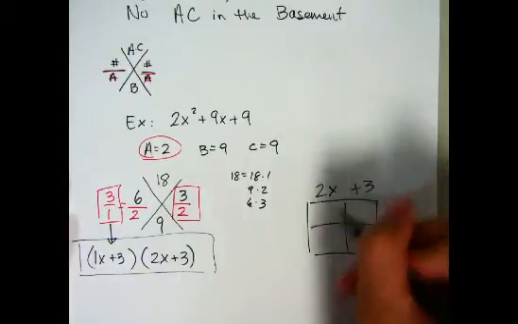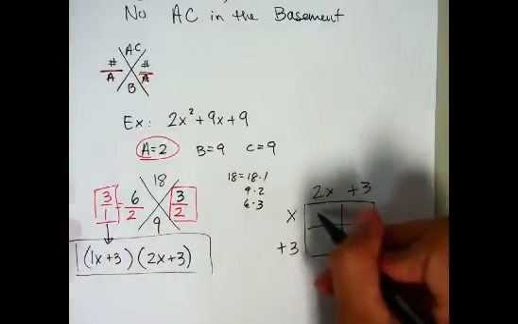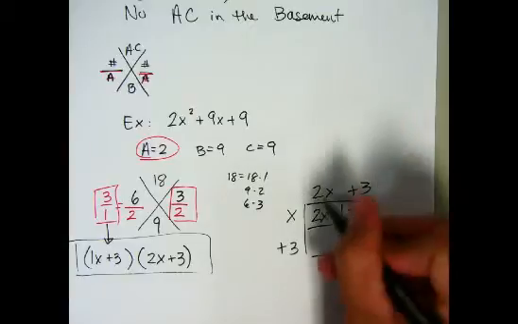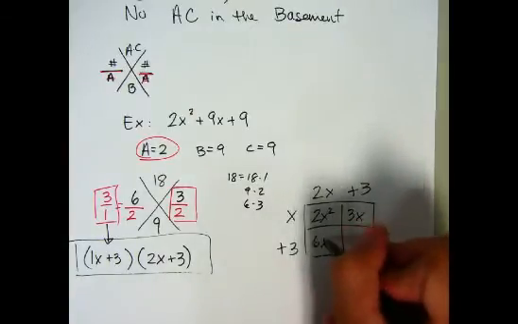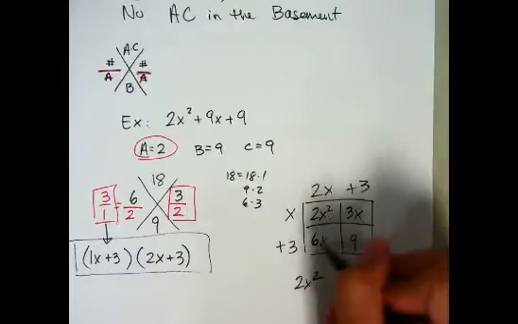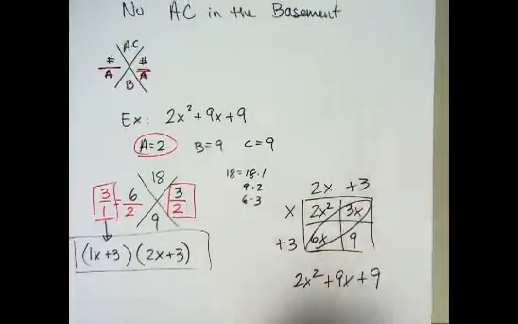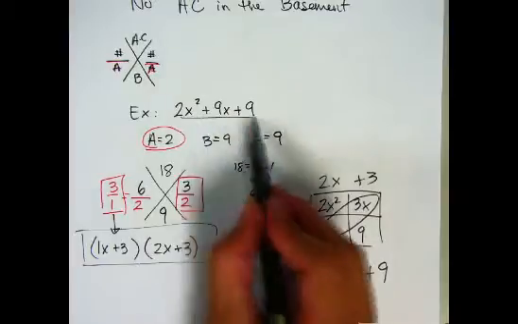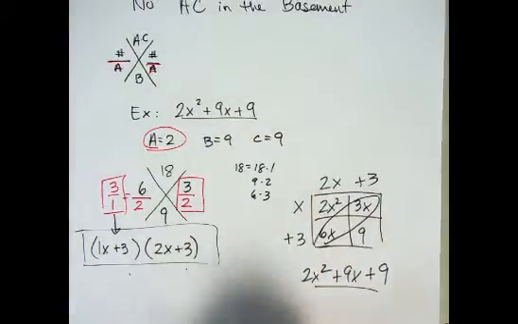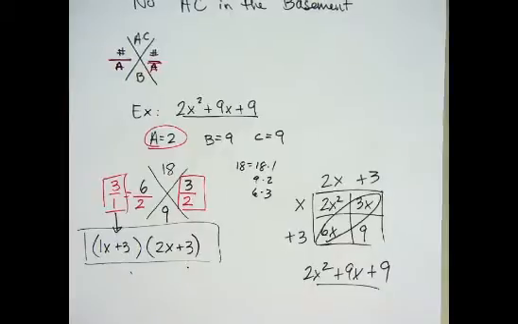2x plus 3, x plus 3. Let's see if this works. 2x times x is 2x squared. X times 3 is 3x. 2x times 3 is 6x. And 3 times 3 is 9. So the first one, 2x squared. These two combine. And then the last one's 9. Ta-da! That's the original one you came up with, so therefore I know that this is the correct answer. You say, say what? Yeah, I know.